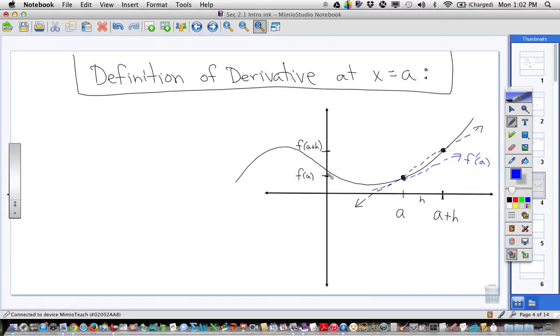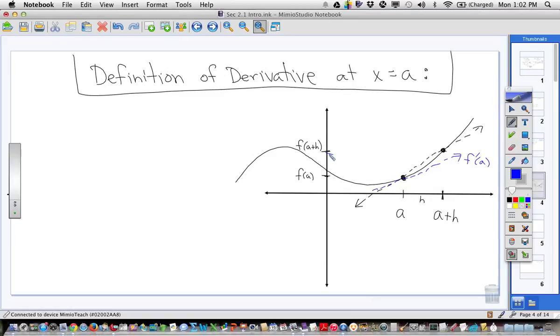And then I've also labeled my y values. If this is a, then this is f of a. And if this point is a plus h, then this point is f of a plus h. Now the reason for doing that is I don't want to do f of a and f of b here, because then I have 2 points, and I want the 2 to become 1. So what I can do is introduce this variable h, and then that h becomes 0.